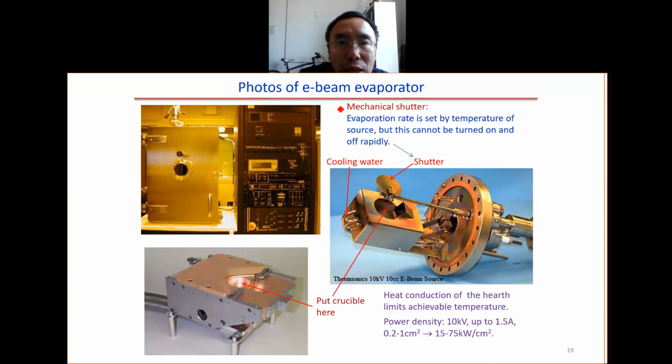This is the photo of the electron beam evaporation. So here we have the shutter. We put the crucible inside here, and then we have the cooling water.